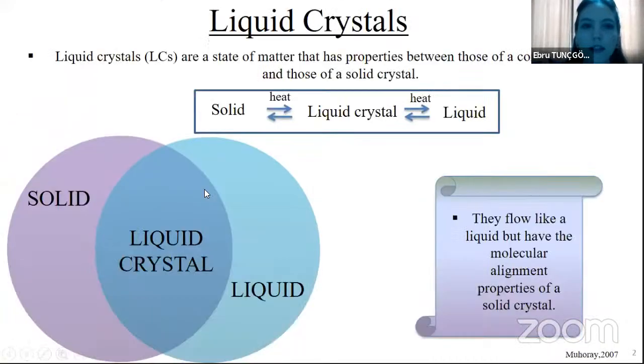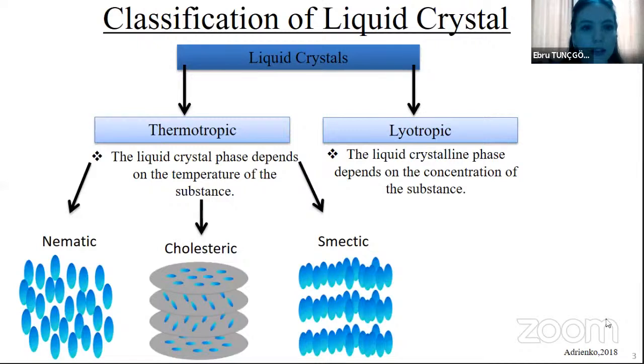Liquid crystals are a state of matter that has properties between those of conventional liquids and solid crystals. They flow like a liquid, but they have molecular alignment properties. Liquid crystals are divided into two groups, thermotropic and lyotropic. The thermotropic liquid crystal phase depends on the temperature of the substances. The lyotropic liquid crystal phase depends on the concentration of the substances.